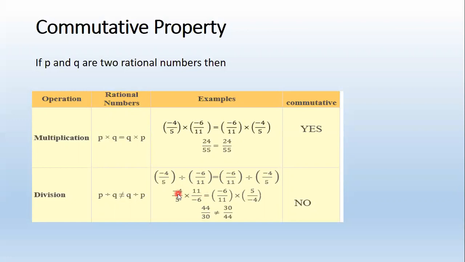Then minus 4 into 11 is minus 44. 5 into 6 is 30. Minus and minus get cancelled. So the answer will be 44 divided by 30.